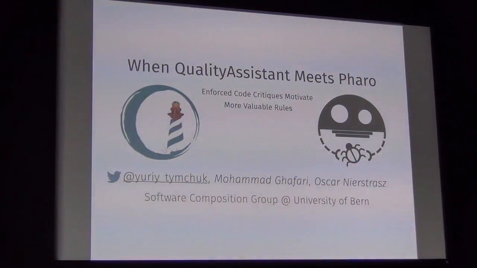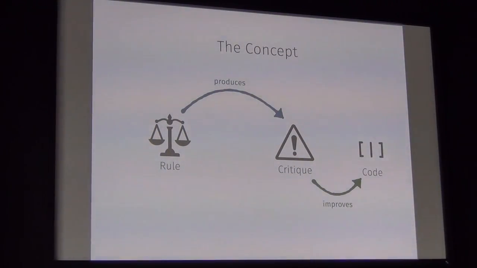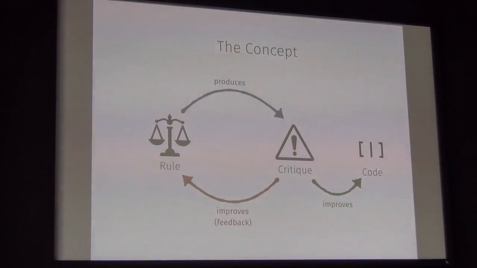And today I want to talk with you about our experience of integrating Quality Assistant into Pharo, what it caused. So first of all, the main concept is simple. You have a quality rule which checks code, and then it produces some critique. And then this critique, if it's really good, if it helps you to improve the code, okay? But sometimes it's not good because the rule is not exact enough or something like that. But then this critique can be used to improve the rule if you have a feedback about the critique. And then when you have the feedback, the rule can be improved. There is a second version which produces a better critique, and then it's useful.